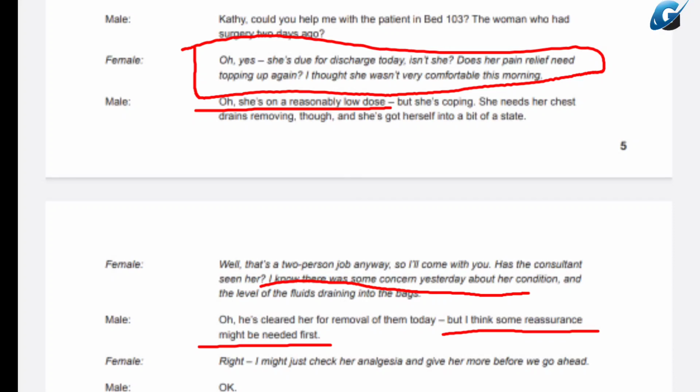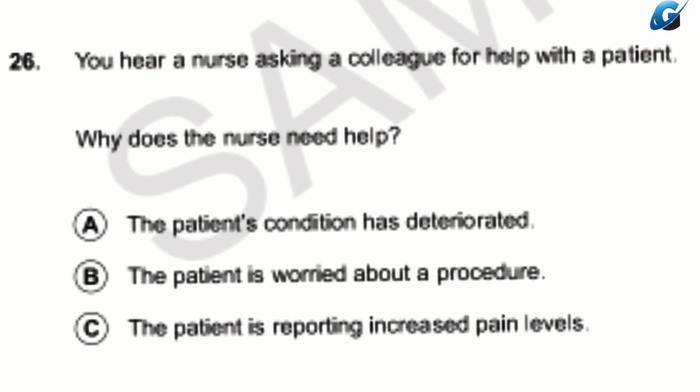So they're saying that she is a little bit concerned about the procedure. So here the answer comes. You can clearly state the answer. Okay, so the answer is option B. The patient is worried about a procedure.